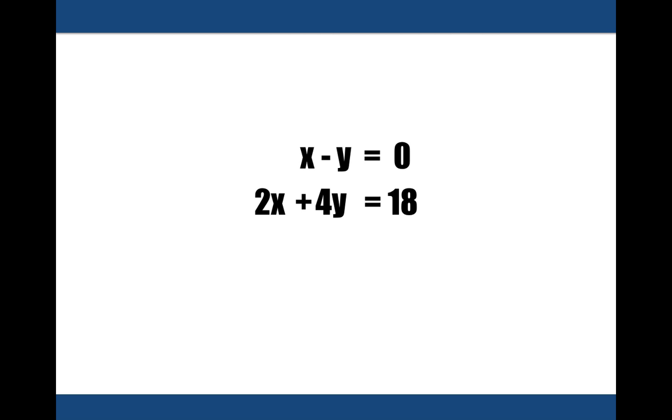So again, this method is called substitution. I'm going to use my isolated variable, and then I'm going to substitute whatever that value is into my second equation. So let me work this out for you so you can see.